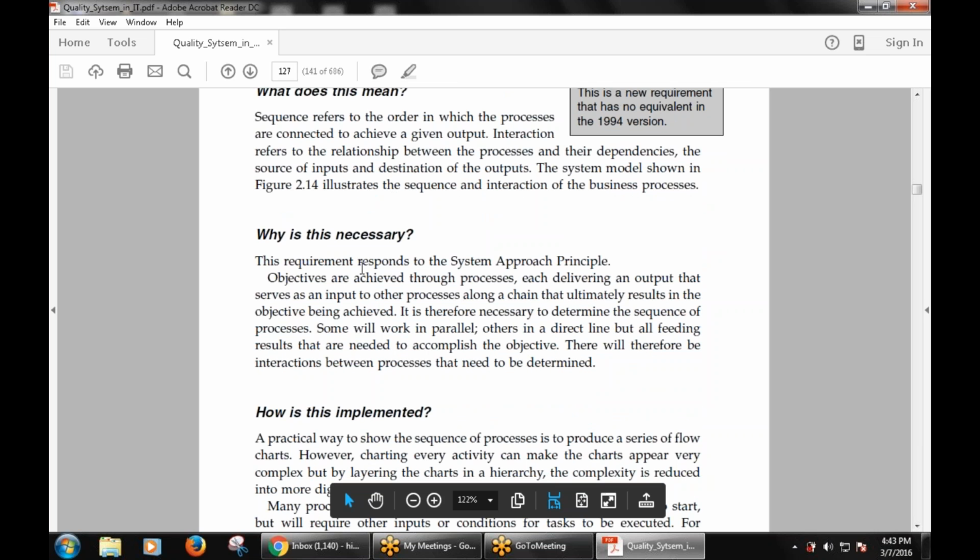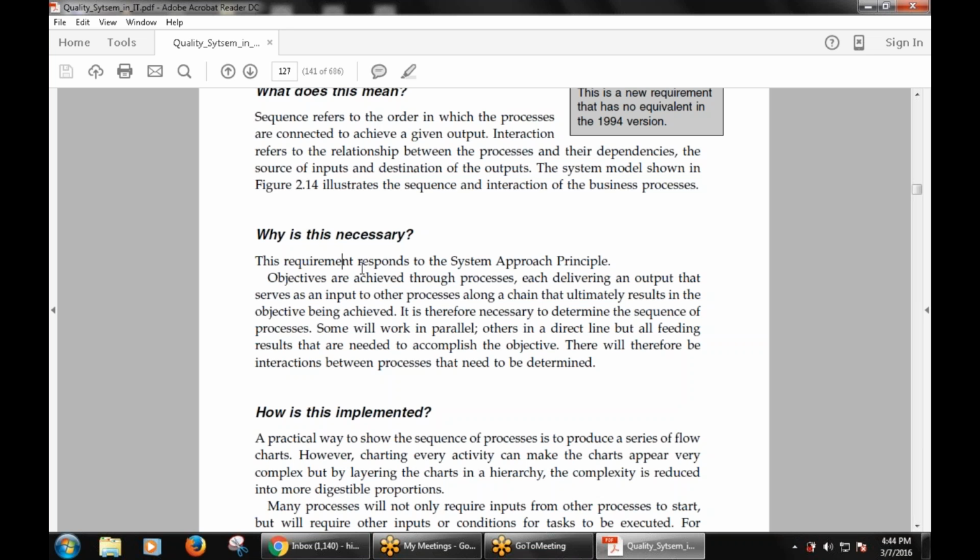Now, why is it necessary? Because this requirement responds to the system approach principle. Why is it mandatory to give the sequence and interaction among the various processes? Because that responds to the system approach principle, which is taken up when we use the system requirements. So the objectives are achieved through the processes, each delivering an output that serves as an input to other processes.